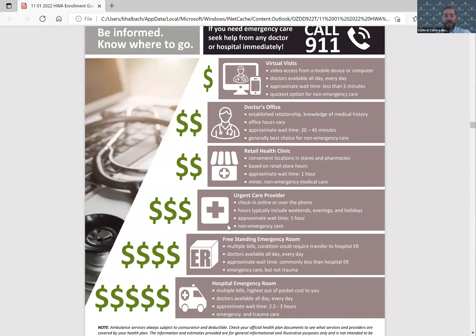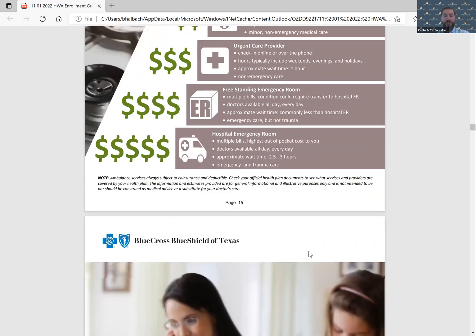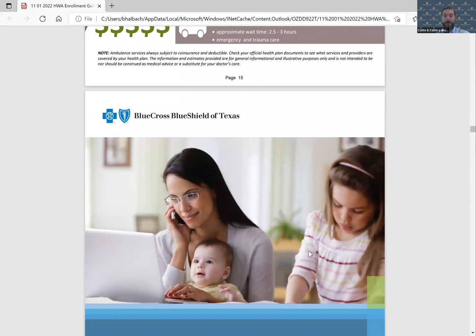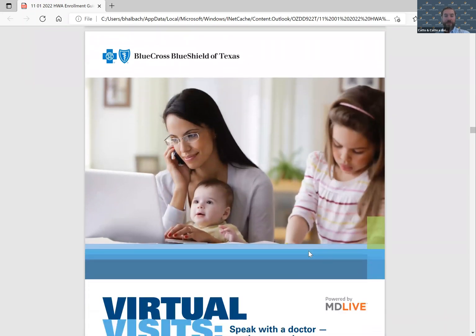Biggest item on this slide, y'all, is a freestanding ER is the same bill as a hospital emergency room. It's just an ER, not inside of a hospital. It is outside of a hospital. And the reality is, unless it is life or limb threatening, you're going to be sitting in the ER. It's a horrible place to go if you feel poorly, unless it is life or limb threatening.